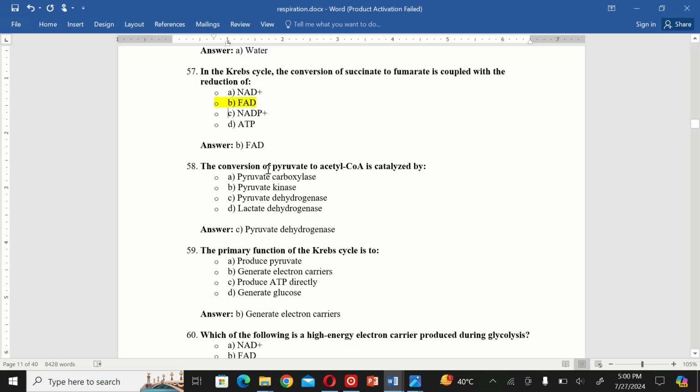The next MCQ is: the conversion of pyruvate to acetyl coenzyme A is catalyzed by A. Pyruvate carboxylase, B. Pyruvate kinase, C. Pyruvate dehydrogenase, and D. Lactate dehydrogenase. So the correct option is pyruvate dehydrogenase.